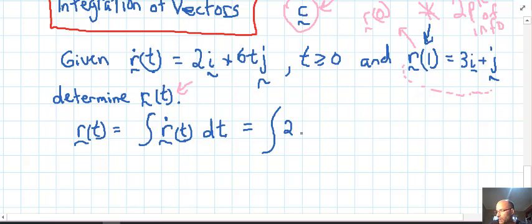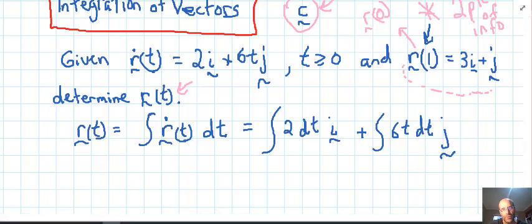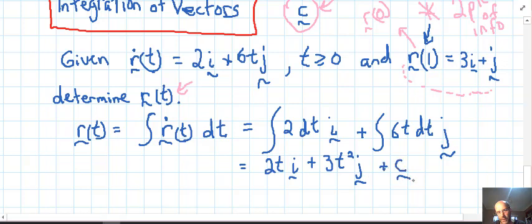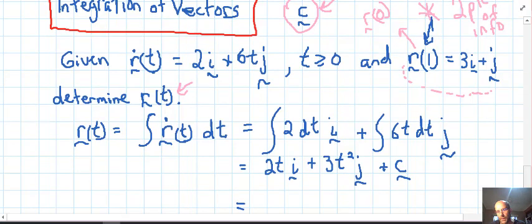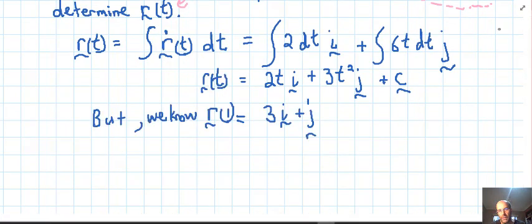i dt, or integral of 2 dt in the i direction more correctly, and we have the integral of 6t dt in the j. Of course this can work in 3 dimensions as well, but this one's just 2-dimensional. So we get that, and of course we get a constant. As I said, the constant is a vector quantity, so we put a tilde under the c, and this is where we make use of the magic extra bit of information that we saw up there. So we apply the information r of 1, and we use these two lines in tandem.